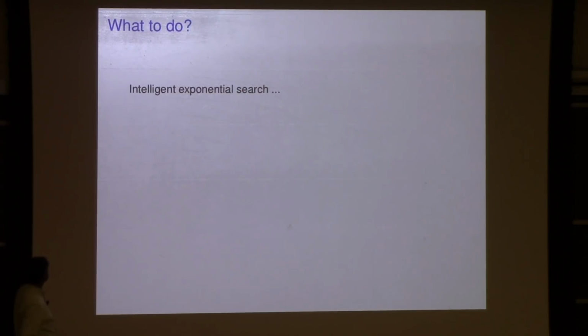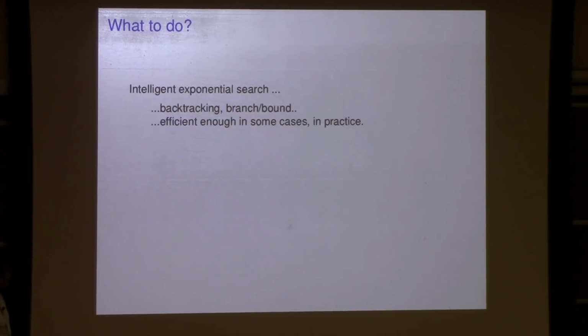Okay. So intelligent exponential search is backtracking and branch and bound. In some cases, it seems to be working. It works in practice. There's a lot of excitement in the EE side, not EOR, of solving integer programs with millions of variables. It's a little shocking. You may want to use that in your project solutions.